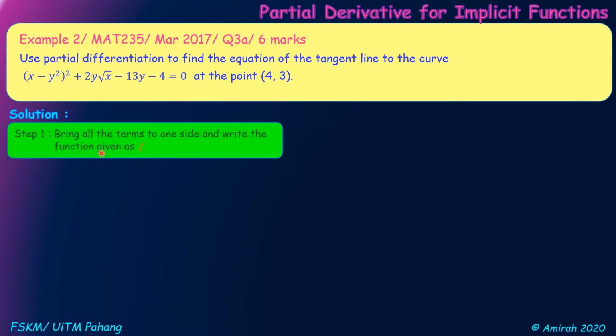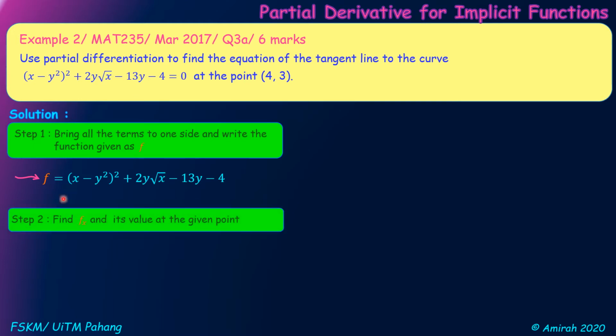Alright, first step, we need to bring all terms to one side and write the function given as f. Now we already have all terms on the left hand side, in one side only. So we can write f equals (x minus y squared) squared plus 2y root x minus 13y minus 4. Step 2, we need to find fx and its value at the given point.